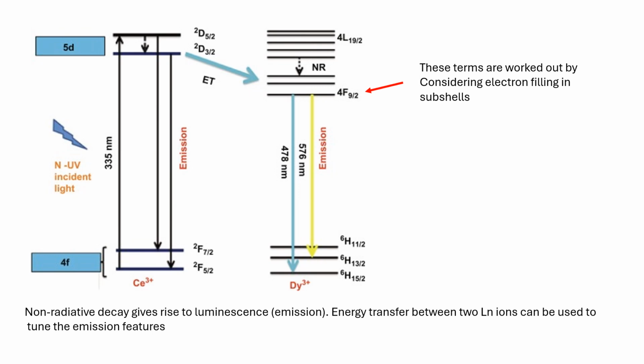If we have f-f transitions, we might go from here to there and back down. These are weak. If we have sufficient energy, such as near UV incident light, we can have a transition from an f to d. We can see 335 nanometers light is required for that.